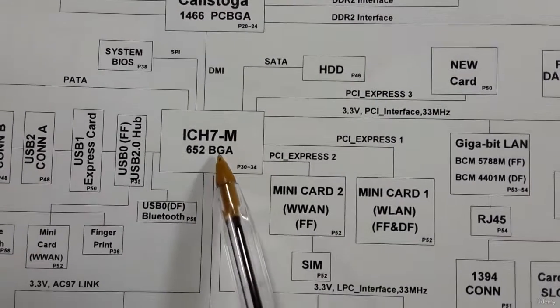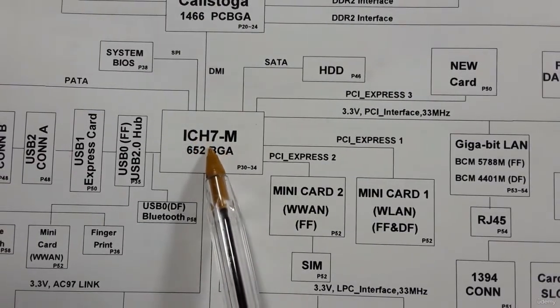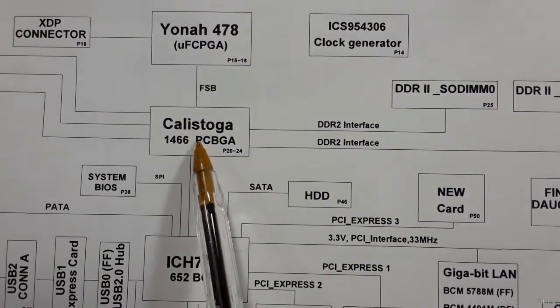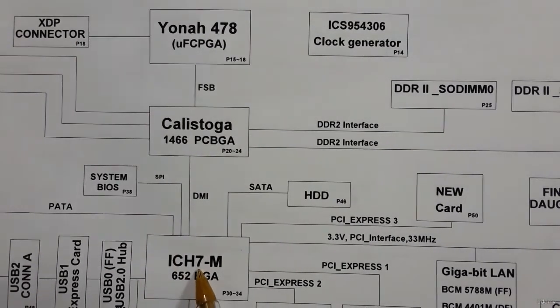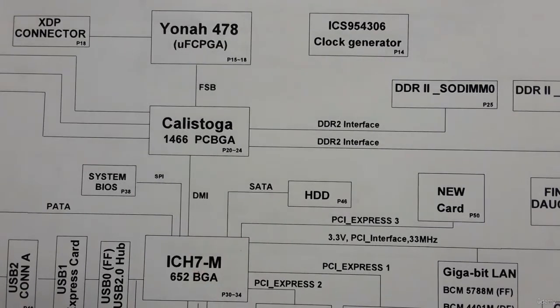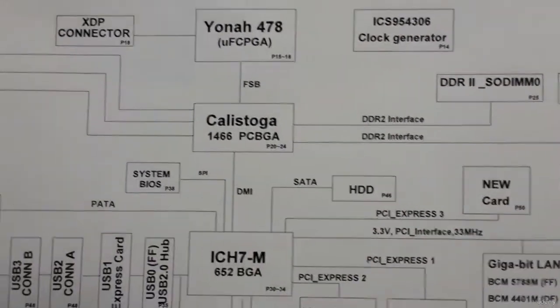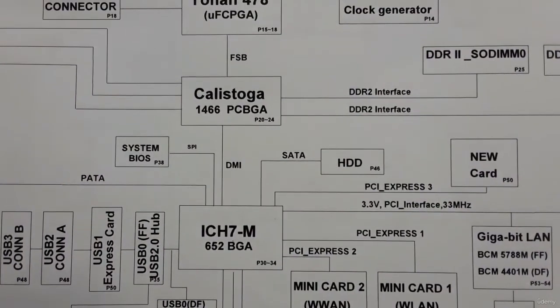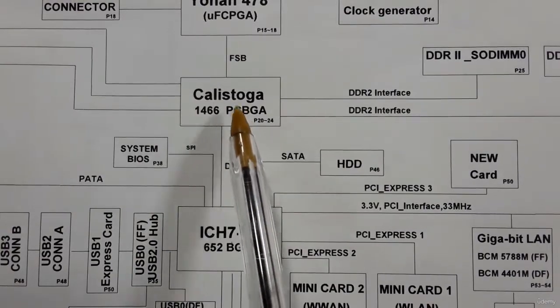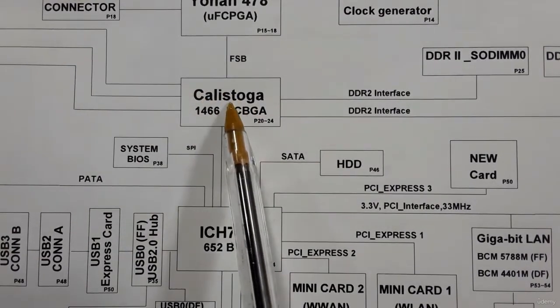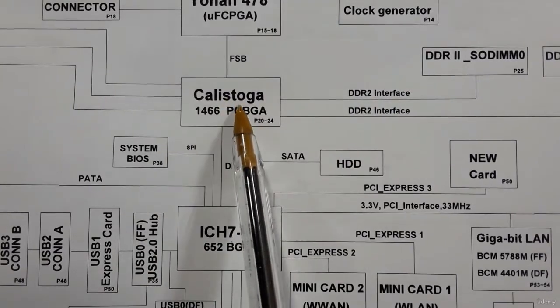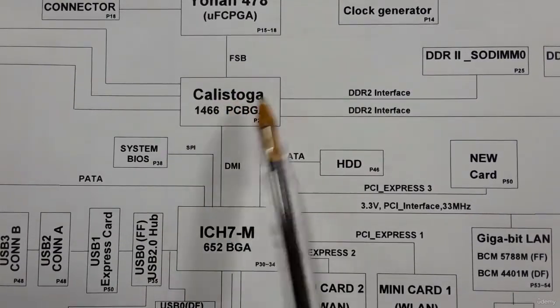Here we have the ICH or the South bridge. This is GMCH or North bridge, and this is ICH or South bridge. So I have a question. Where is the graphic card here? I can't find the graphic card because the graphic card is integrated with the GMCH. So this chip contains two chips, the GMCH and the graphic card.